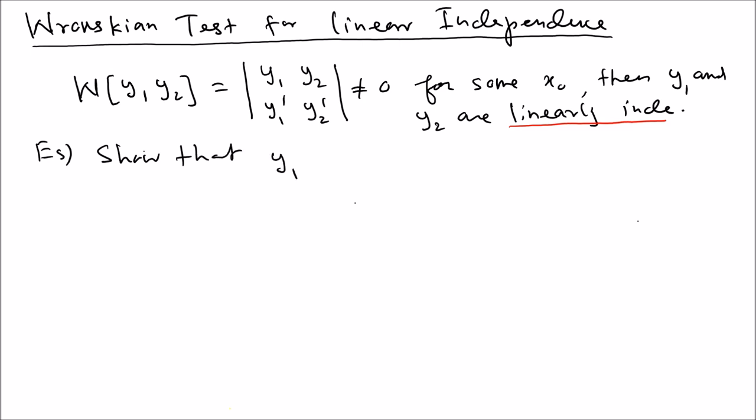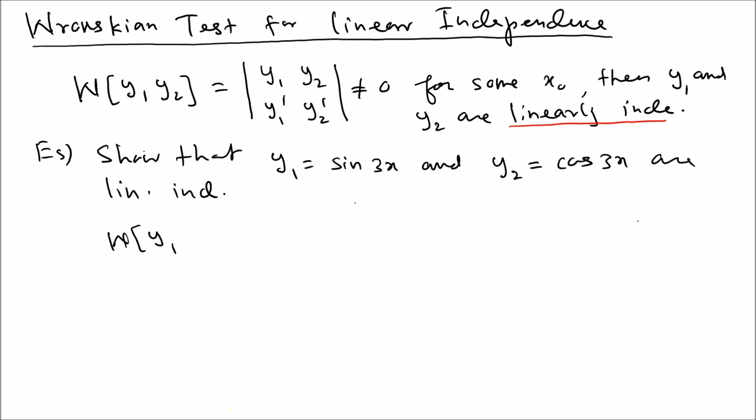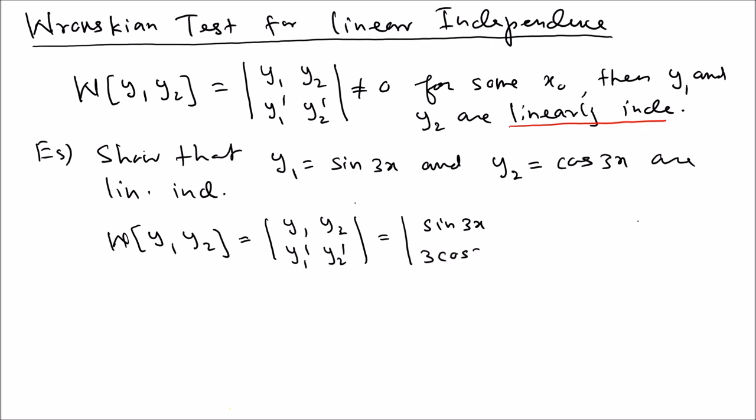Show that y1 equals sine 3x and y2 equals cosine 3x are linearly independent. Let's do the same thing. We go with the Wronskian of y1, y2, which according to the definition is y1, y2, y1 prime, y2 prime. Let's substitute. This is sine 3x. The derivative of sine is cosine, and 3 comes out by the chain rule, so it's 3 cosine 3x. This is cosine 3x, and by the chain rule, its derivative is negative 3 sine 3x.